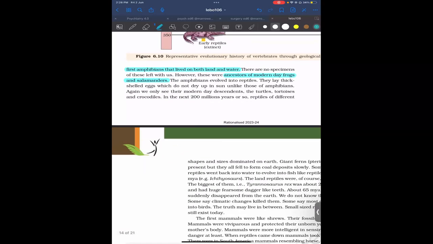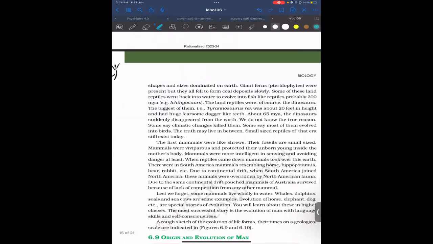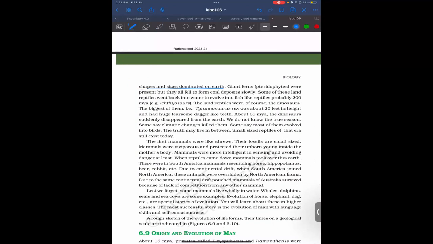Again, we can see their modern day descendants, the turtles and the tortoise. They lay thick shelled eggs and do not dry up in the sun. And these are amphibians. Now, around the next 200 million years, the reptiles came into existence with different shapes and sizes, and they dominated the earth. This is all the data and the timeline you need to remember. There is nothing to understand.